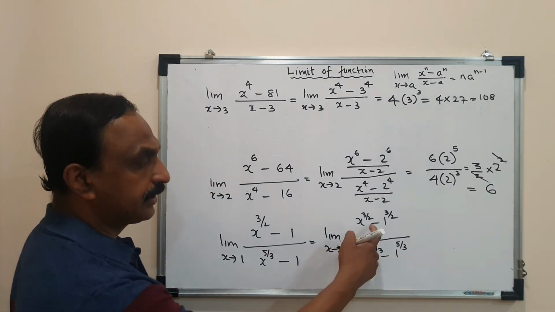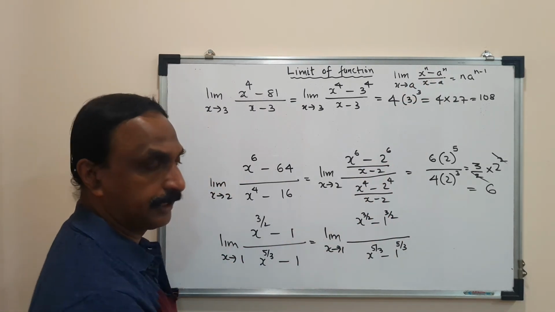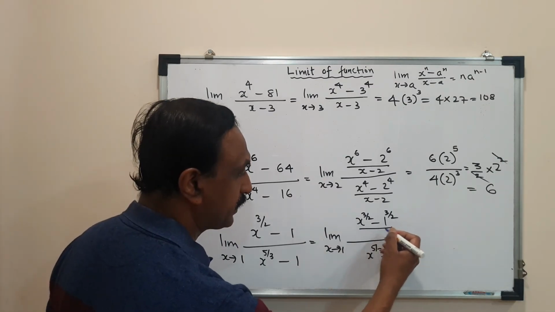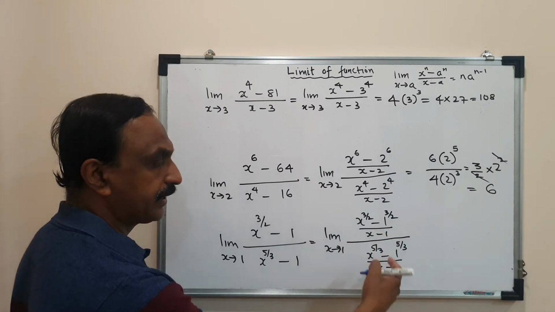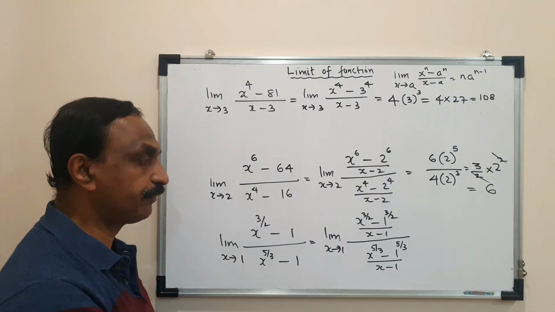Now what should I do to make this into a formula? I need to convert this into a formula. So what should I do? Numerator and denominator, you divide by x minus 1. If you divide numerator and denominator by the same quantity, there is no change to the function.